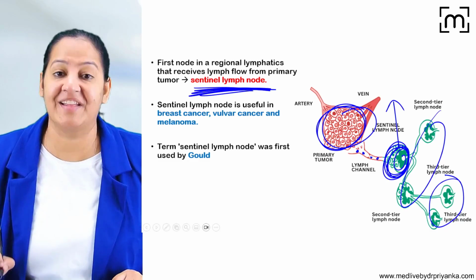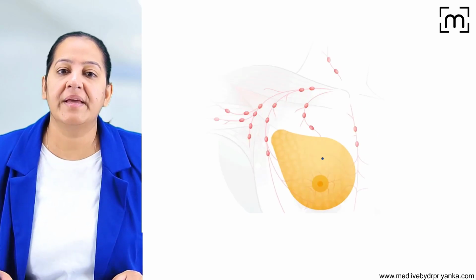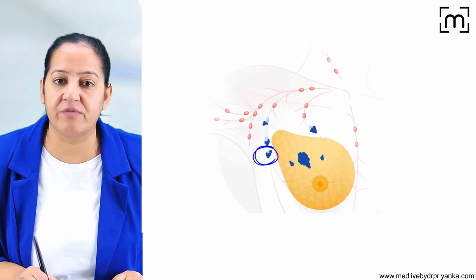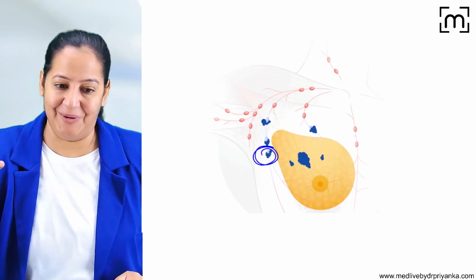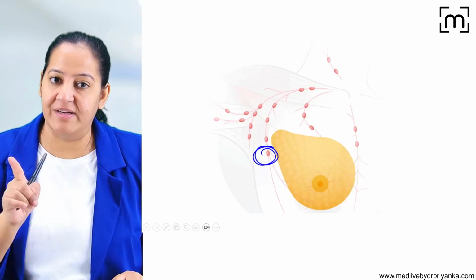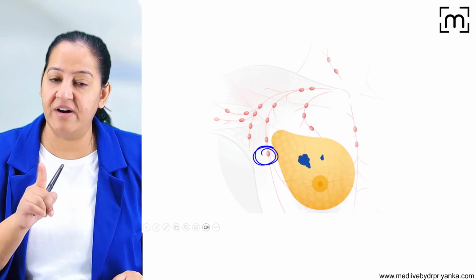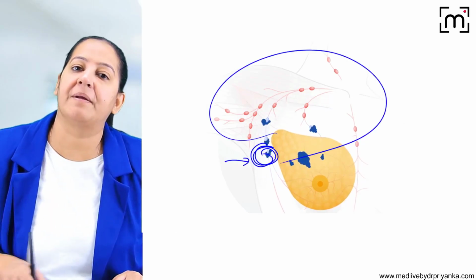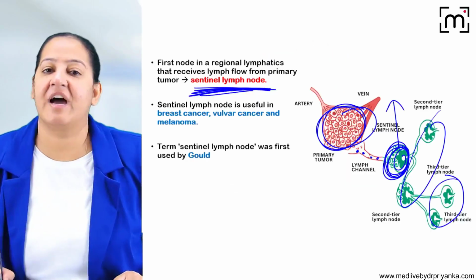See, I'm injecting the dye. Have a look at the video. You can see this is the primary tumor. Now this is the first lymph node which is involved, and after that others are involved. The dye is moving to the first lymph node. You can see this is the first lymph node which is involved. After that, multiple others are also involved. So with the help of the dye, we can do that.